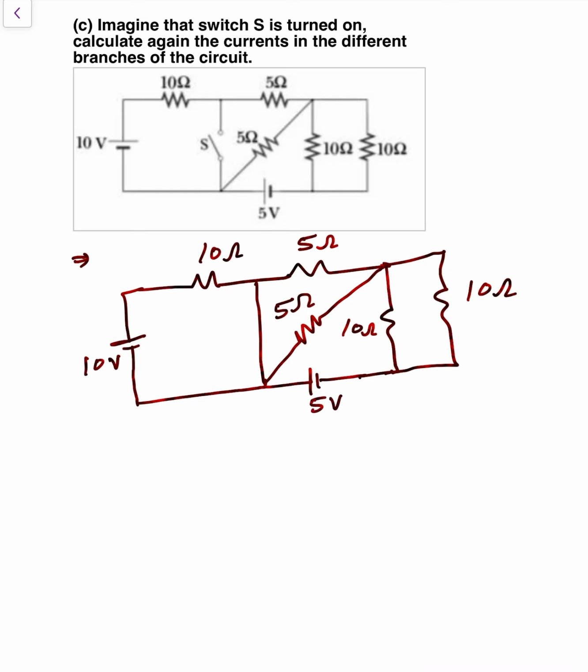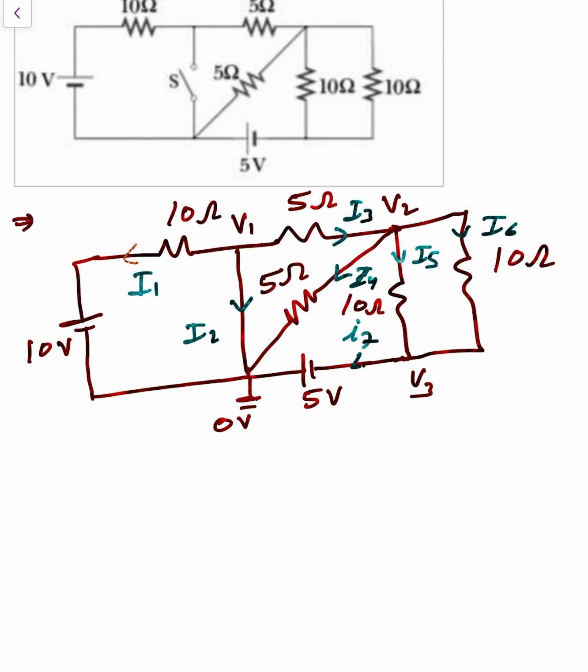Clear or not? For simplicity, we consider V1, here V2, and that is the datum node, that is 0 voltage, and that is V3. Okay. Now here take current I1. Okay. Here I2, here I3, here I4, here I5, here I6, and here I7.